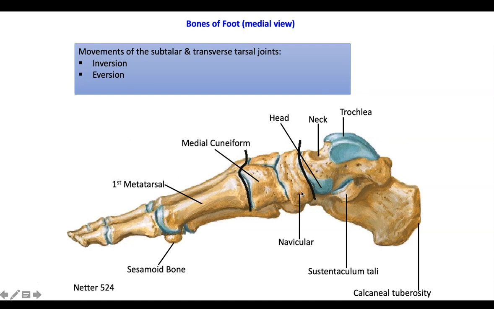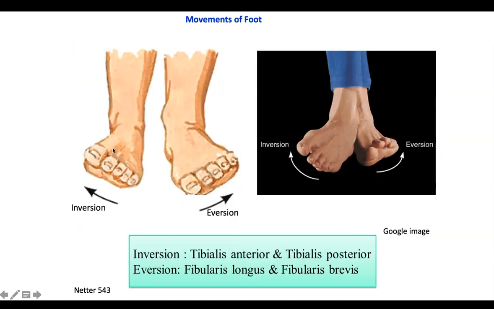Inversion and eversion are the movements in these joints. Inversion means raising the medial border of the foot medially, and eversion means raising the lateral border of the foot laterally. Inversion is produced by two muscles: tibialis anterior, which is a muscle of the anterior compartment of the leg, and tibialis posterior, which is one of the muscles of the posterior compartment of the leg.